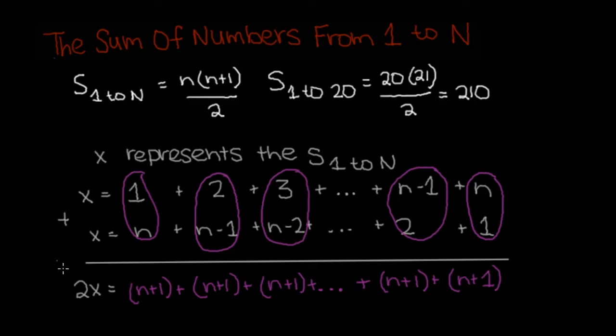And to express this in mathematical terms, we can say 2x is equal to n times (n plus 1). And what that means is there are n pairs of terms that add up to n plus 1. And if we divide by 2 on both sides, we get x, the sum of numbers from 1 to n, equals n times (n plus 1) over 2. And thus we have proved that the sum of numbers from 1 to n is n times (n plus 1) divided by 2.